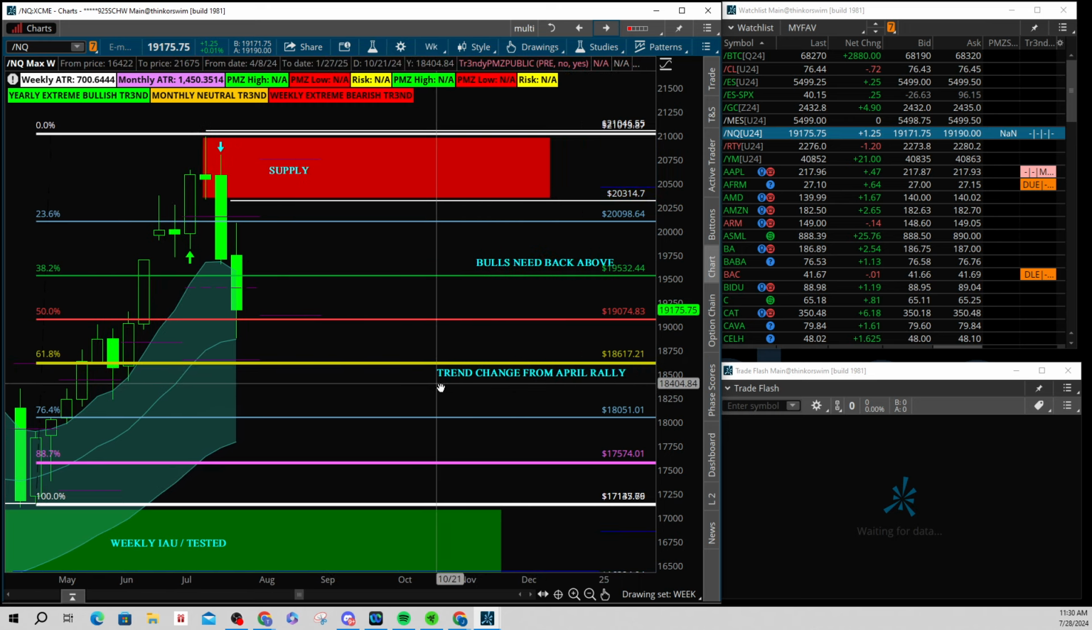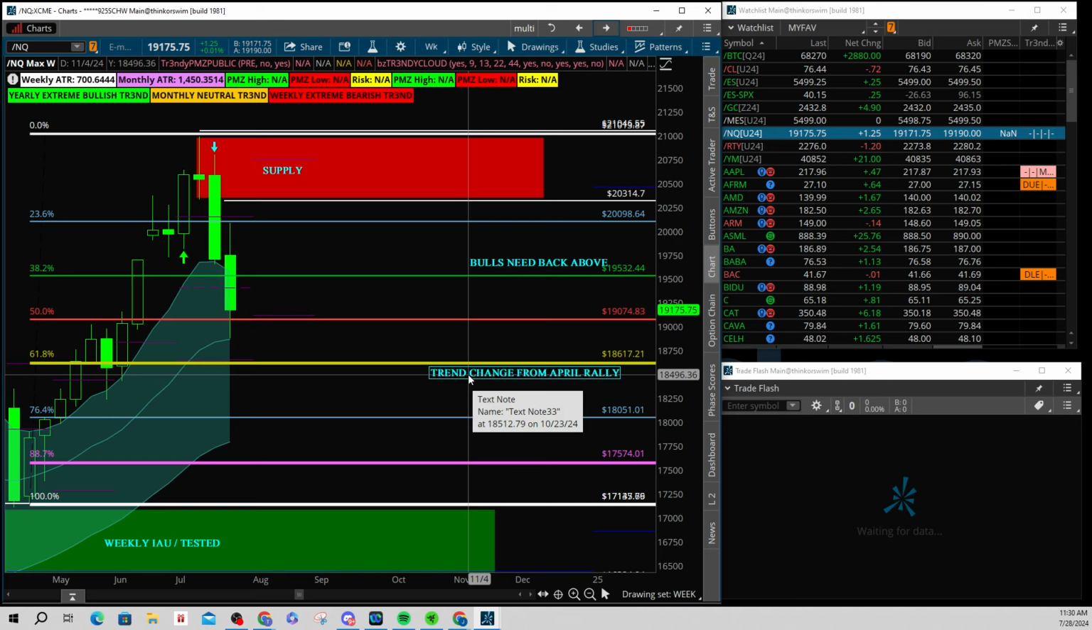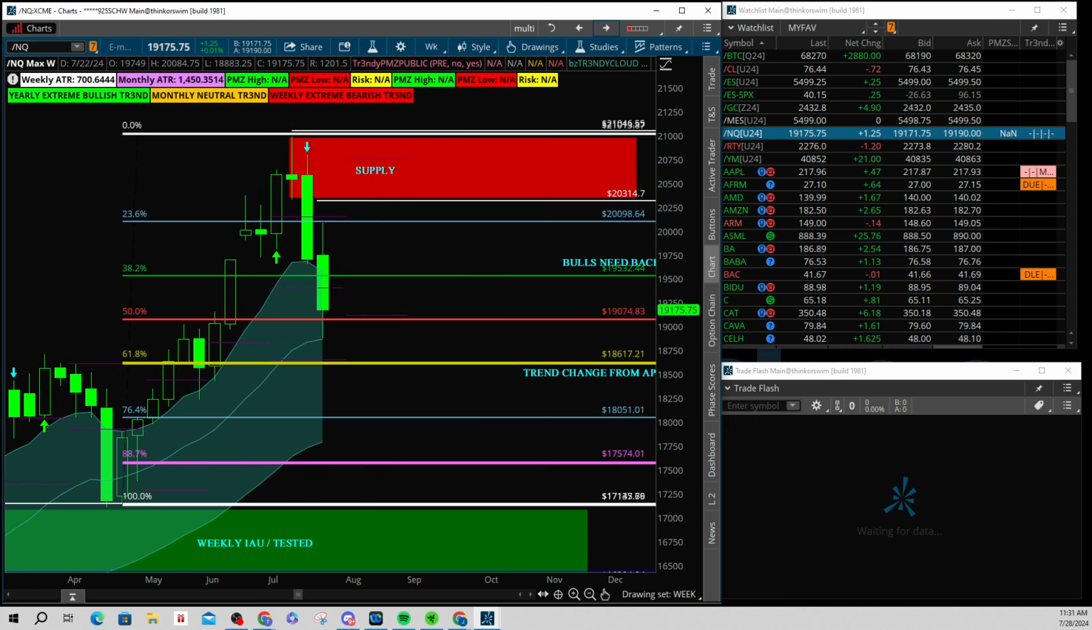If for some reason we break below the 618, which is about 18,617, then your trend has changed from April's rally. So all I'm doing is anchoring my Fibonacci's from this low to this high, applying these fibs or these coefficients on here. These are very important, trendy specific, especially the 88.7. This is what it's all about. So I think going into this week that the two major levels for you this week are the 618 and the 38.2. So that's 18,617 and 19,532.